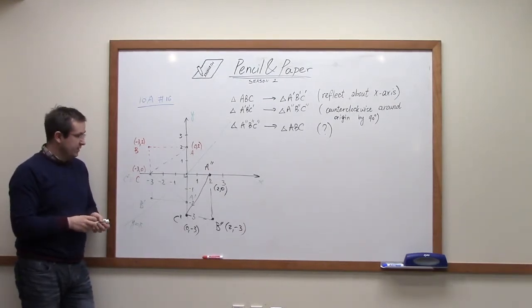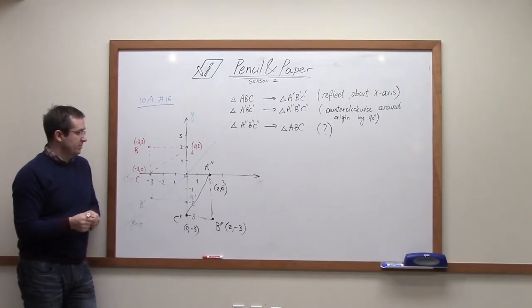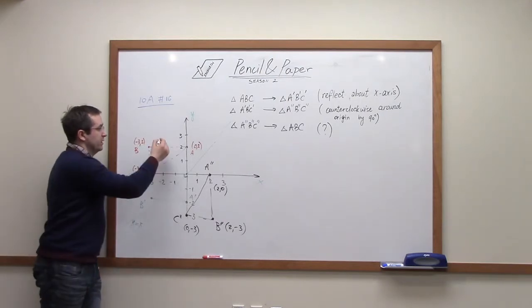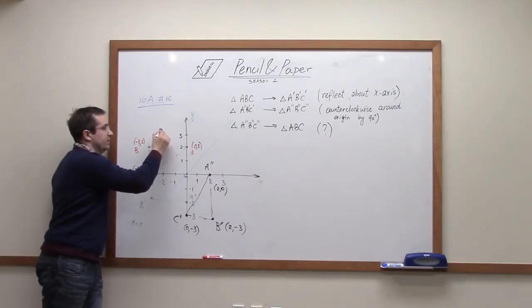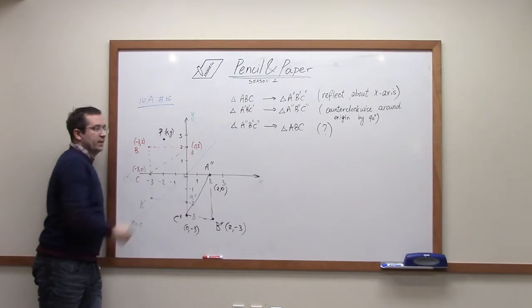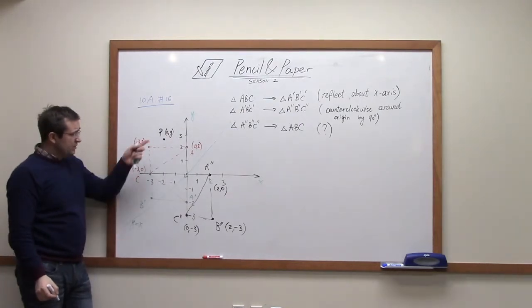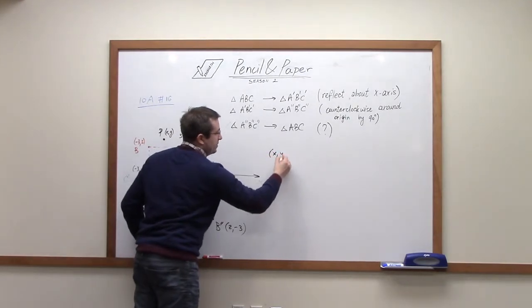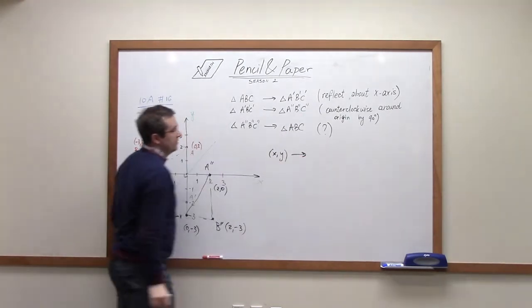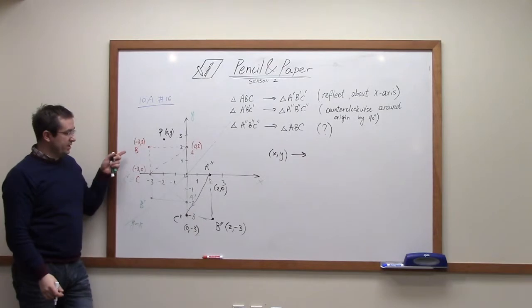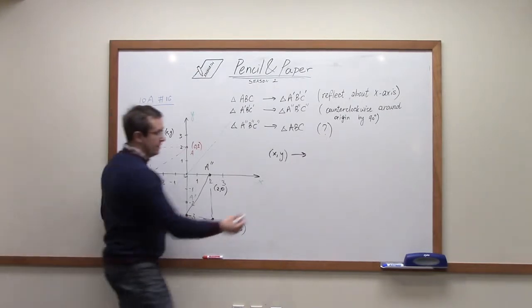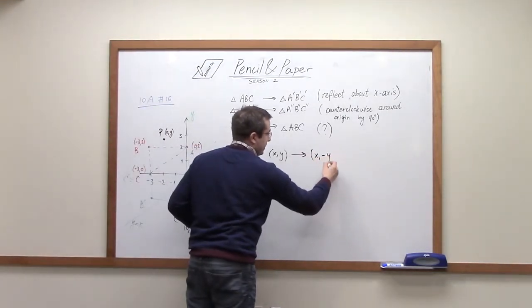The other way could be if we work with a particular coordinate. We can say we have a point P here with coordinates x, y, right? We can take this point and see what the first transformation does to it. If we reflect it about the x-axis, the new coordinate becomes what? x, negative y. x, negative y, correct.